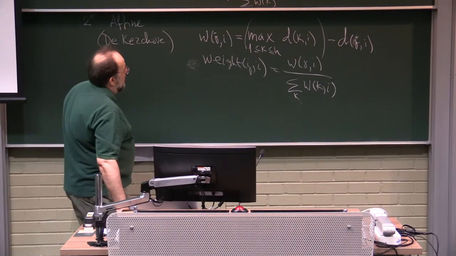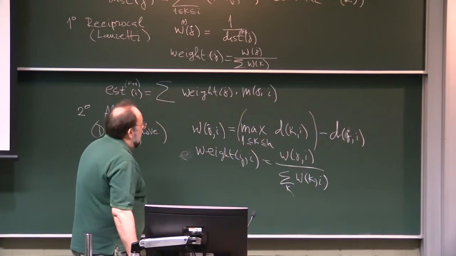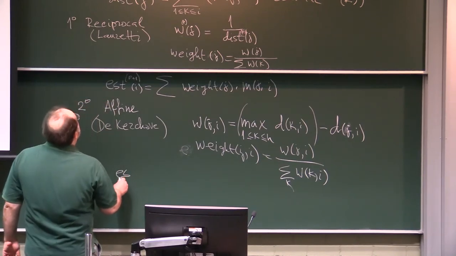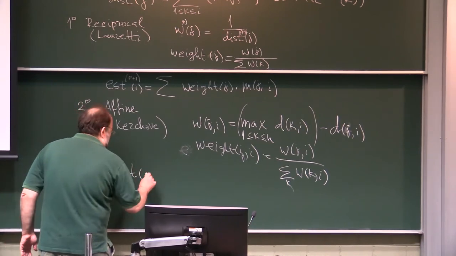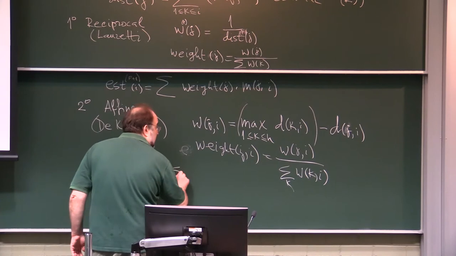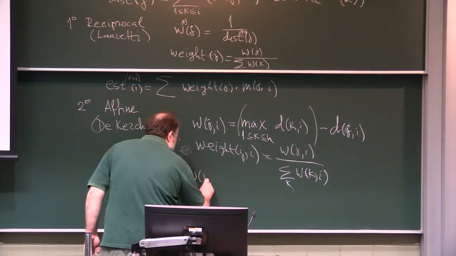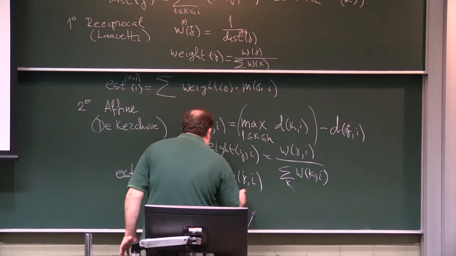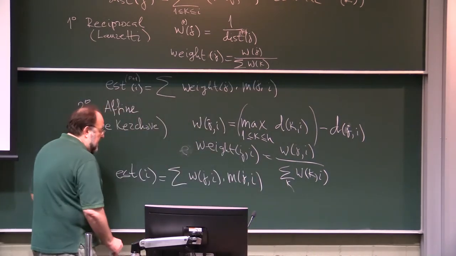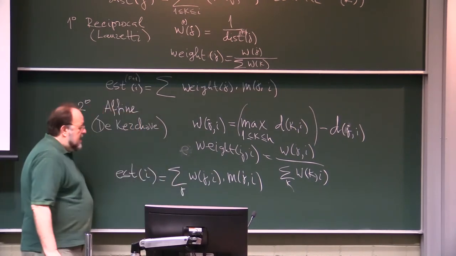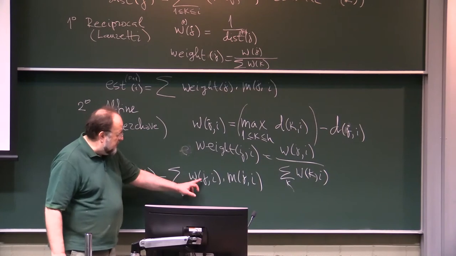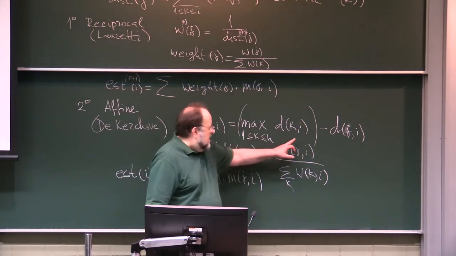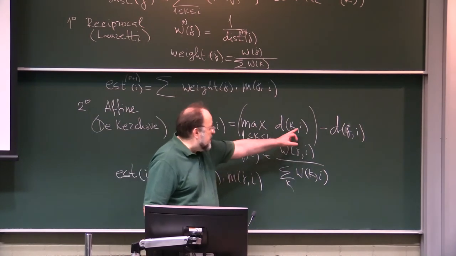Right, so here the formula looks a little bit different. In this case, the estimate, how do I write it? The estimate at instant I is equal to the sum of weight J I times measurement of J I, right? Because here this is the sum over J, because the weight depends both on the sensor and on the instant where the measurement is made, because of this quantity that is of course dependent on I.